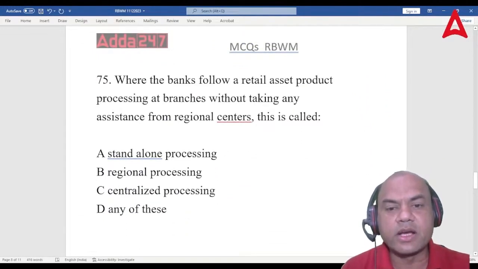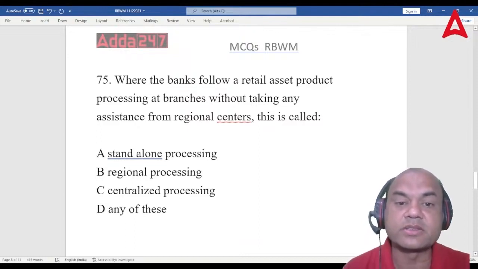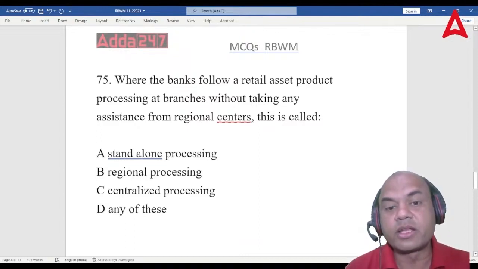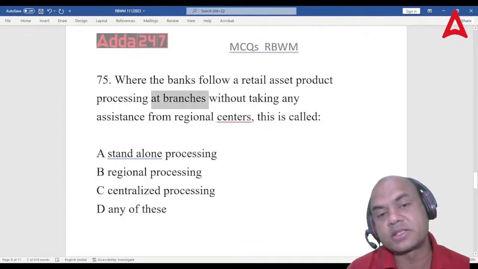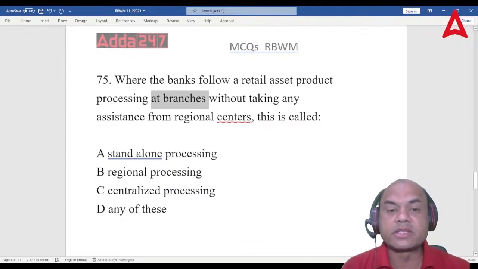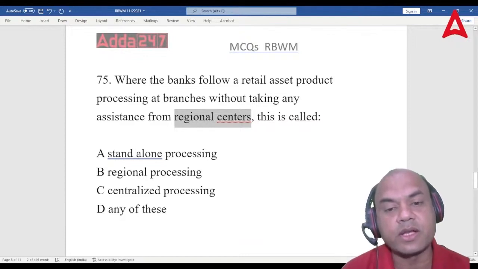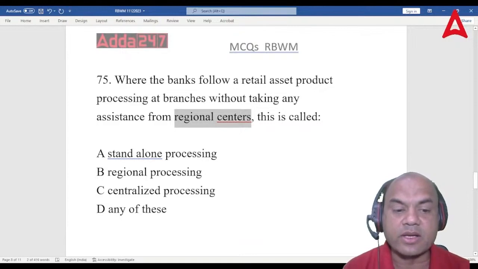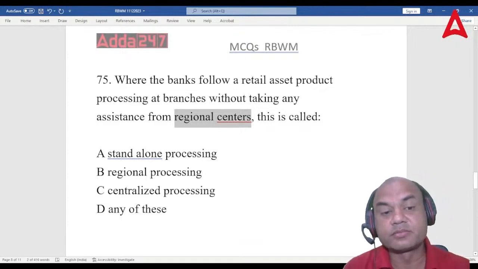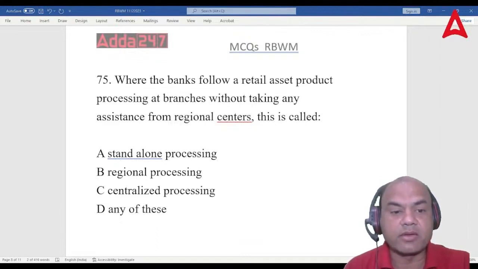Where the bank follows a retail asset product processing at branches without taking any assistance from regional centers. This is called as, see here, where the bank follows retail asset processing at branches. So it is done at branches without taking any assistance from the regional center. So no help from the head office or zonal office or anyone. So it is called as standalone, regional, centralized, or any of these. Think about it. This is a bit tricky one.